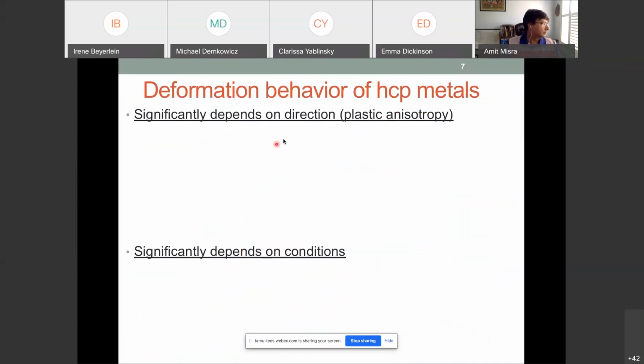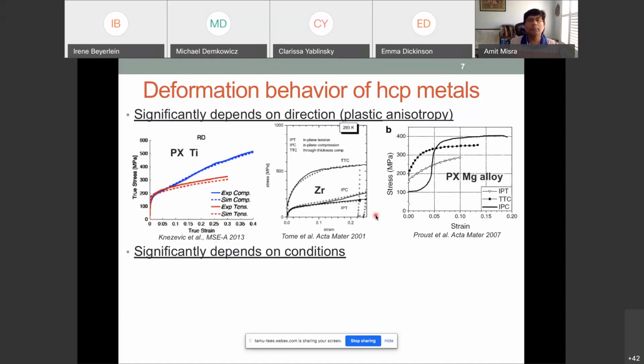So going right into it, we want to include more HCP metals in applications, but why are they not seen as much as we would like? It largely has to do with their complex mechanical behavior. Particularly, they are highly plastically anisotropic, which means that their deformation response depends significantly on the direction of loading, more so than, let's say, a metal that has a cubic crystal structure.